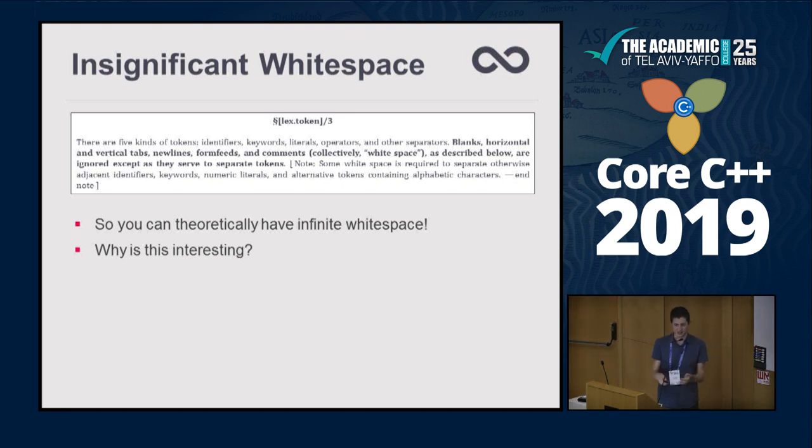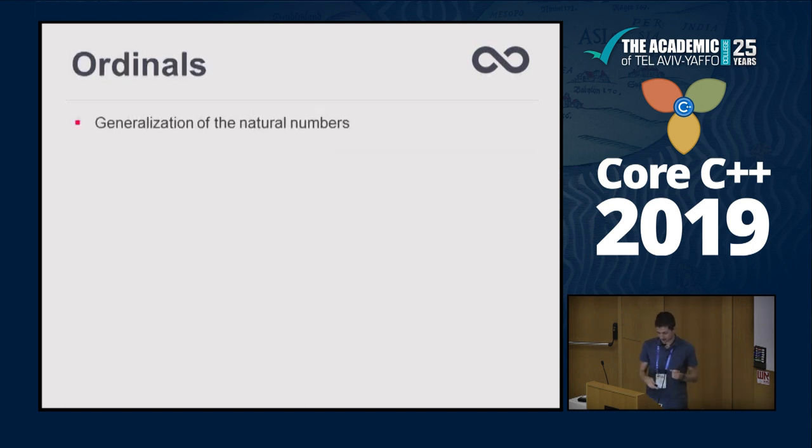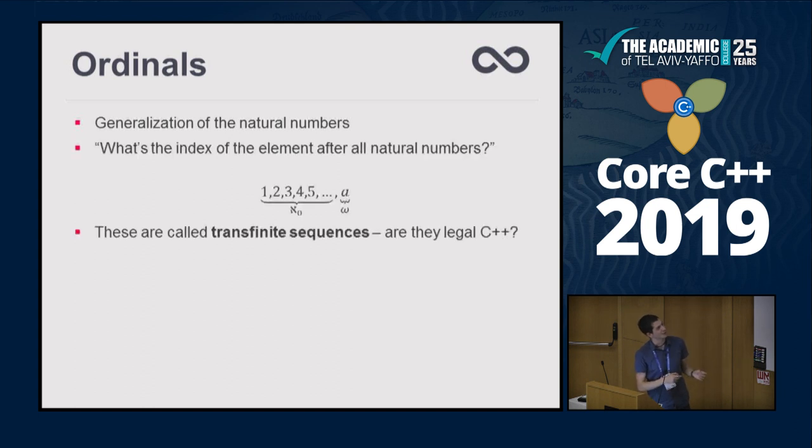But why is this interesting? It's not part of any syntax or anything, but you could have a program with an infinite amount of white space. Why not just stick infinite new lines in a program? It won't be anything interesting, right? Let's talk about ordinals. Infinite ordinals are a generalization of natural numbers. If you have the numbers 1, 2, 3, 4, 5 to infinity, and then you take all of these numbers and take one element after them, the index of that last element is called omega. And basically, you can have sequences with infinitely many things, then more things after that. These sequences are called transfinite sequences.